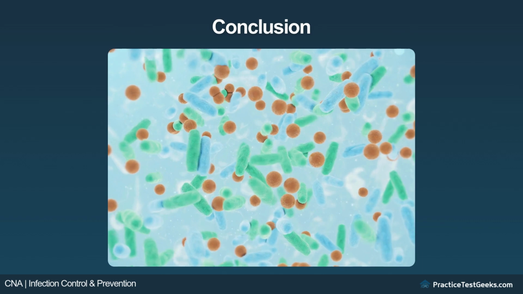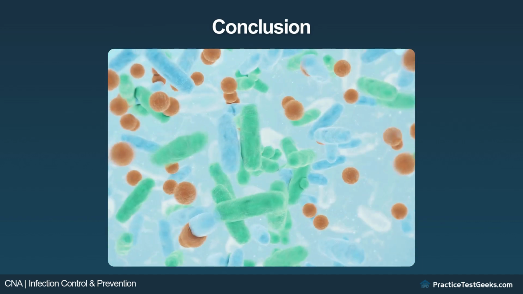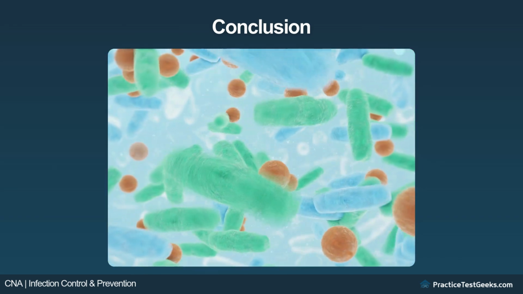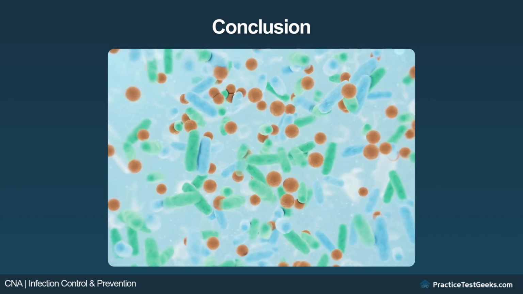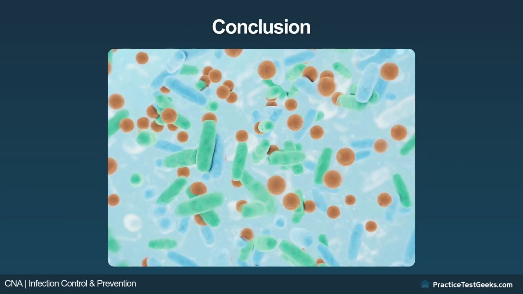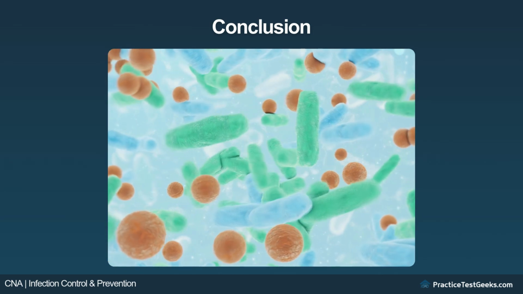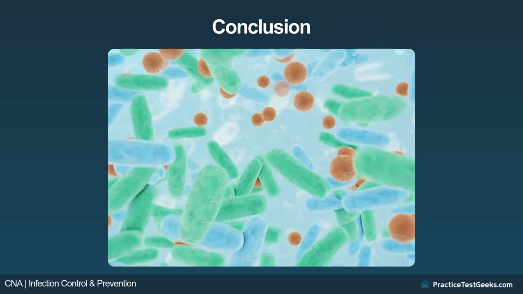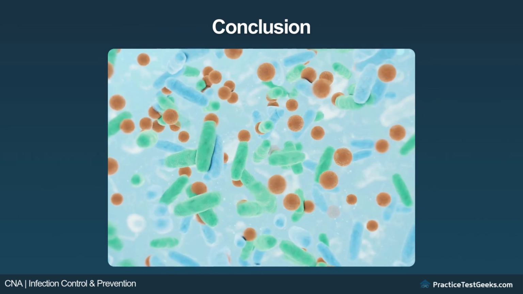The chain of infection is a fundamental concept in infection control. By understanding how infections spread and how each link in the chain contributes to that process, you will be better equipped to prevent the transmission of infections in healthcare settings. Breaking the chain of infection is essential to protecting both patients and healthcare workers. By practicing proper hygiene, using PPE, disposing of waste properly, and educating patients, you play a vital role in infection prevention and control.